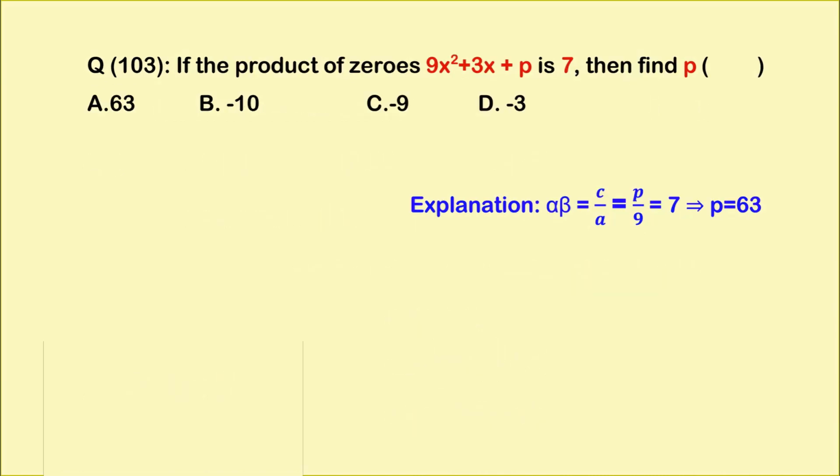Question number 103. If the product of zeros of 9x square plus 3x plus p is 7, then find the value of p. We know the formula, the product of the zeros is c by a. If you compare with the standard quadratic polynomial ax square plus bx plus c, so c by a is nothing but p by 9. So p by 9 is given in the question as 7. So 9 sevens are 63. So the value of p is 63. So the right answer is A.